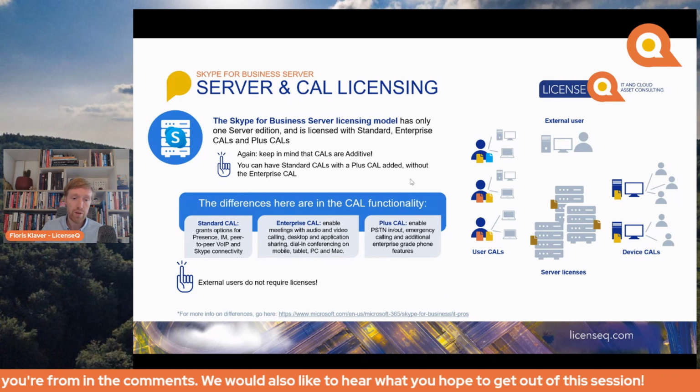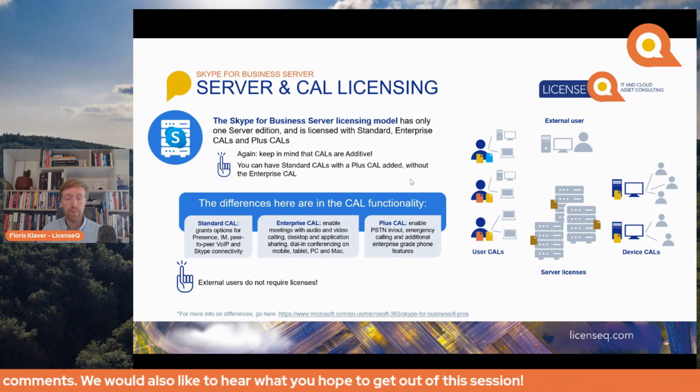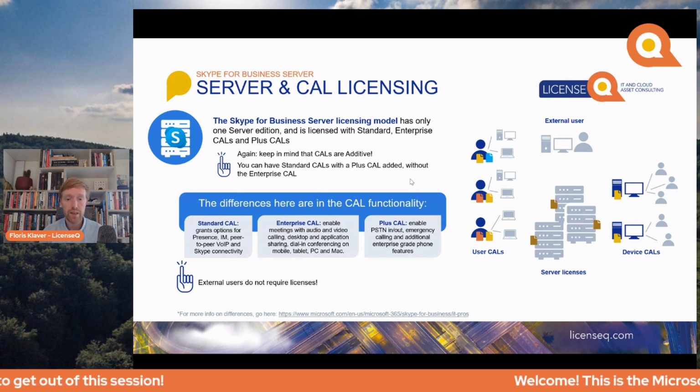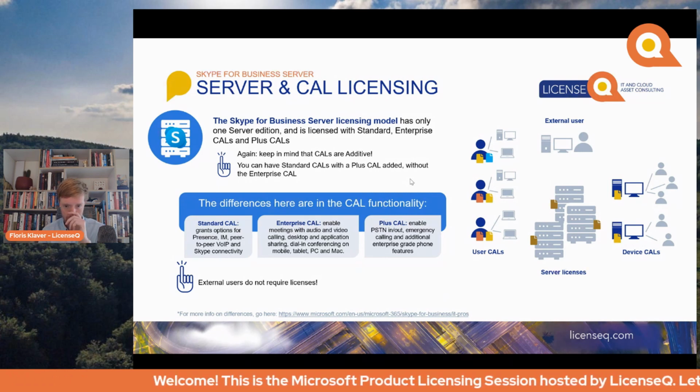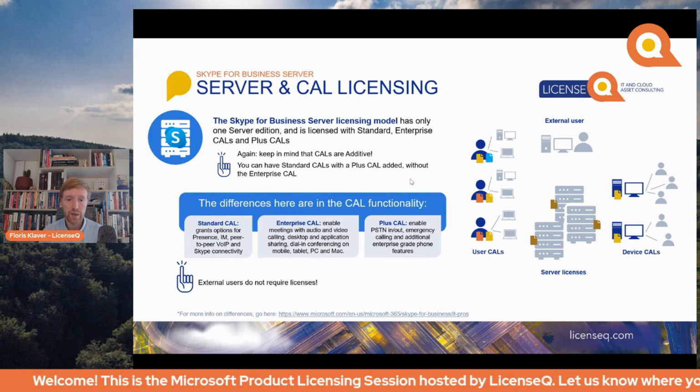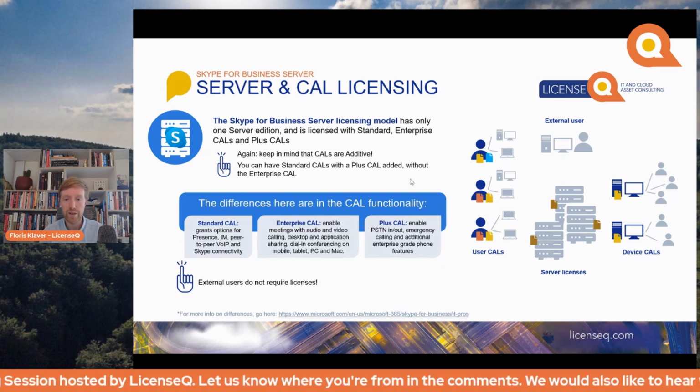Standard CAL grants options for presence, IM, peer-to-peer, voice over IP, and Skype connectivity. Enterprise CAL enables meetings with audio and video calling, desktop and application sharing, dial-in conferencing on mobile, tablet, PC, and Mac. And the plus CAL enables you to do PSTN, dial-in, dial-out, emergency calling, and additional enterprise-grade phone features.